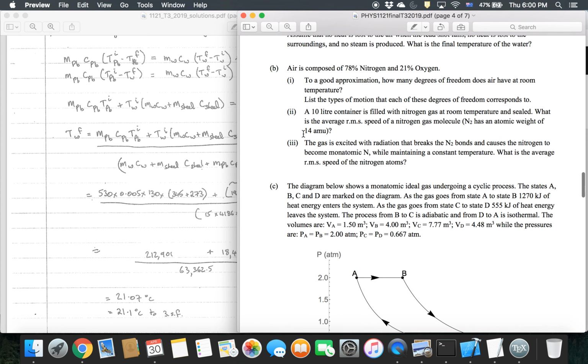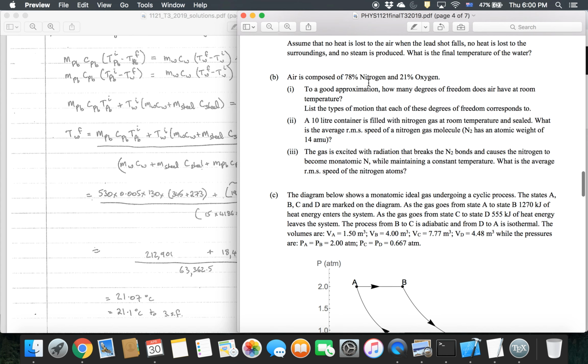Okay, part B. Air is composed of 78% nitrogen and 21% oxygen. Okay, so part 1, to a good approximation, how many degrees of freedom does air have at room temperature? List the types of motion each of these degrees of freedom corresponds to.